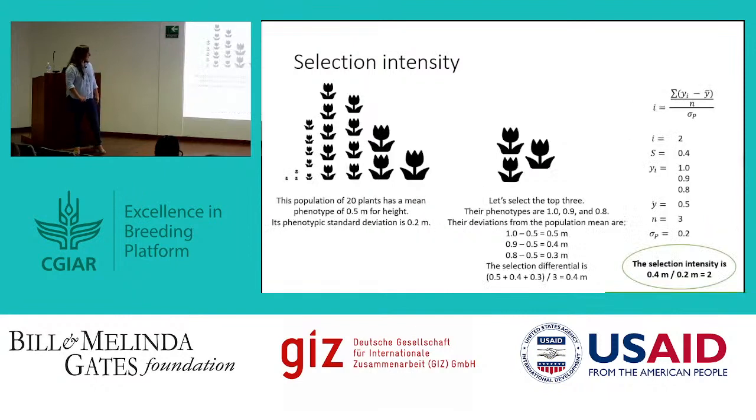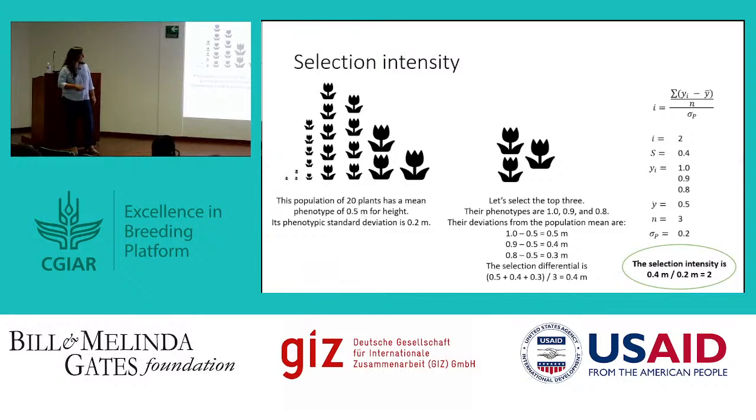As a quick example, over here is a population of 20 plants. They have a mean phenotype of 0.5 meters for height. Their phenotypic standard deviation is 0.2 meters, so on average, these individuals are 0.2 meters from the mean. So let's go ahead and select the top three. These ones right here. Their phenotypes are 1, 0.9, and 0.8.